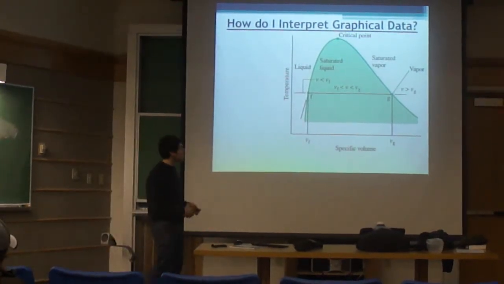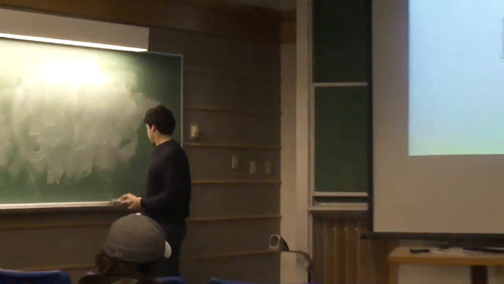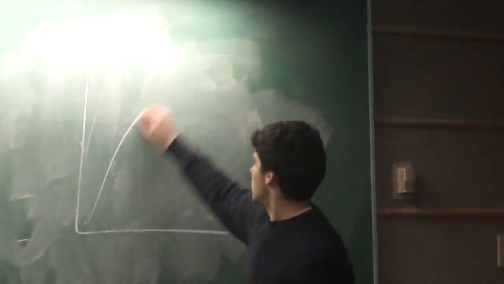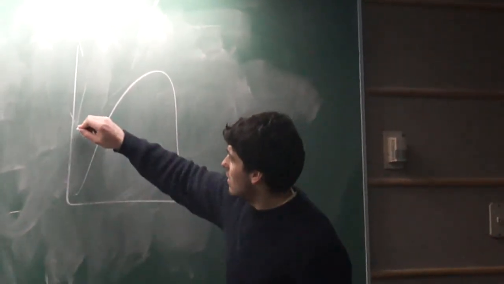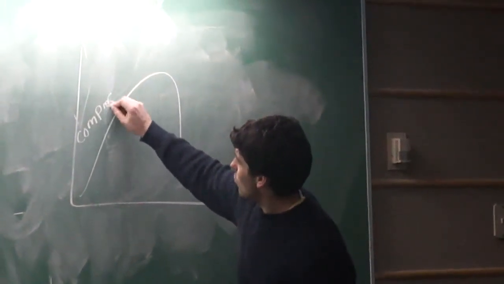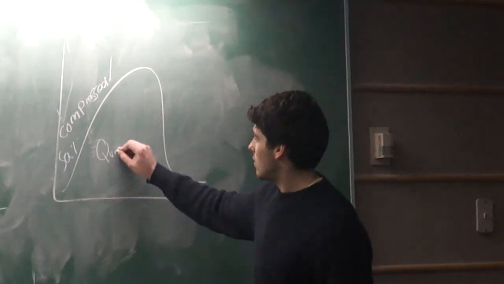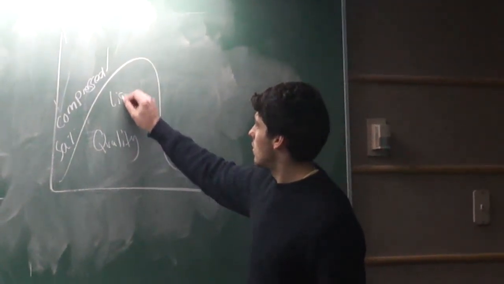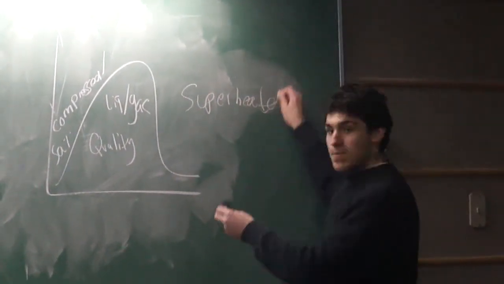So on your note card, what you want to do is write down something like this, and you want to say that this is the compressed or saturated, and this is quality. So this is liquid and gas, and this is superheat. Because this PV diagram is simply a visual representation of all these tables. So if you can work between them, then it's easy, okay?